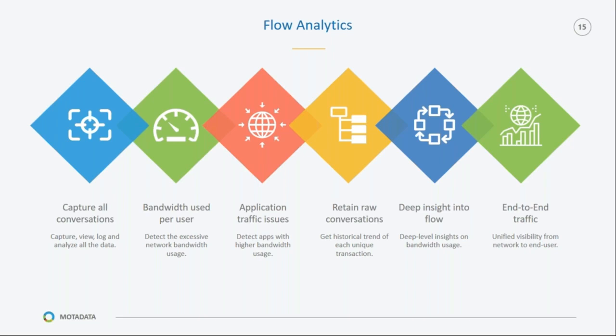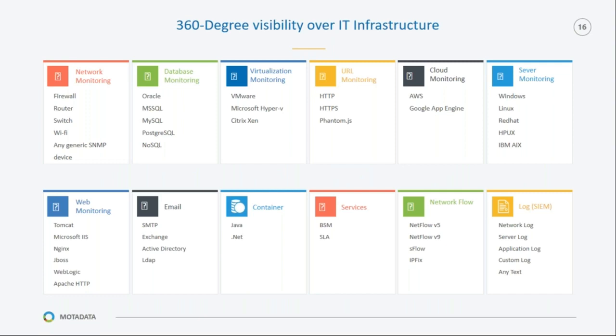You can capture all the conversations. You can also find out the bandwidth used per user, in Mbps. You'll get exact metrics, and you can get deep insights into your bandwidth usage. You'll get unified visibility from your end to end user. Of course, you can detect applications with higher bandwidth usage, and this will help you optimize your network performance.